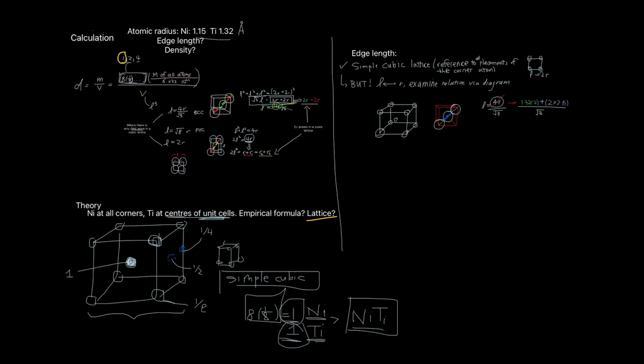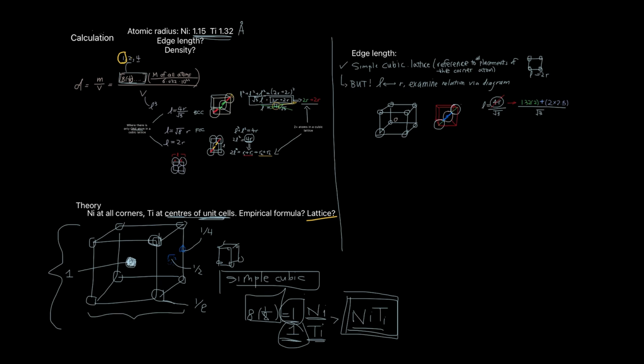We're going to continue the video that we left off earlier. So we determined that in this picture we have a simple cubic lattice structure. And we determined also that there is an atomic radius of this compound. Now we're asked the edge length and the density.